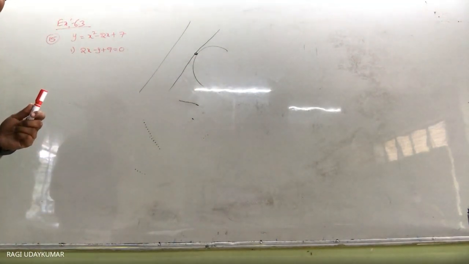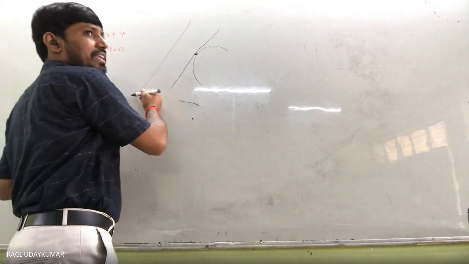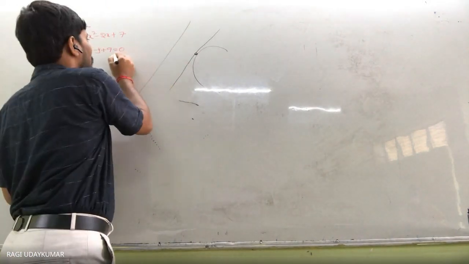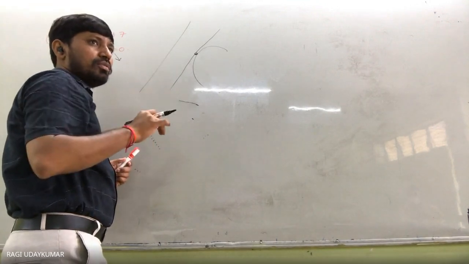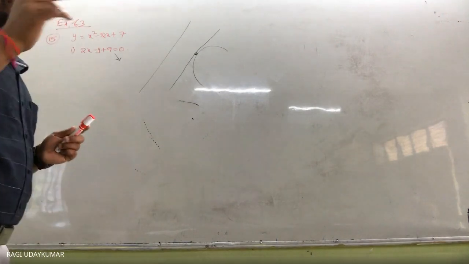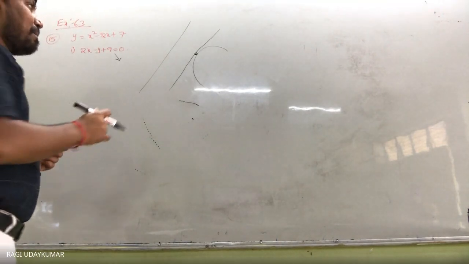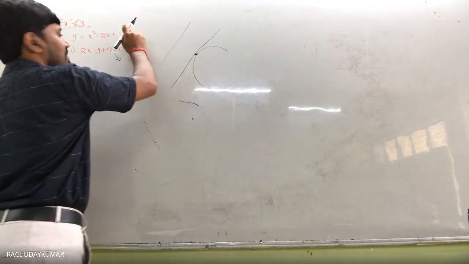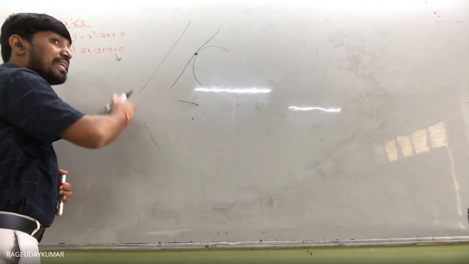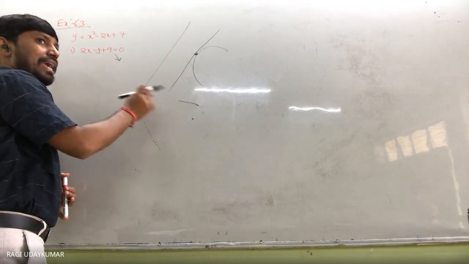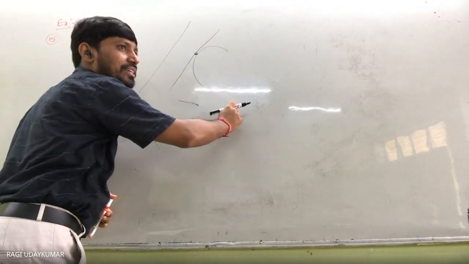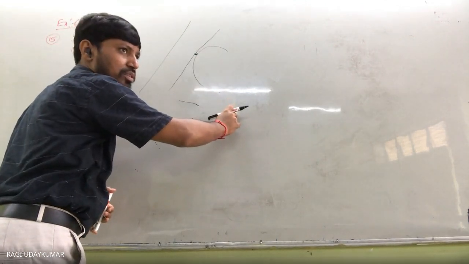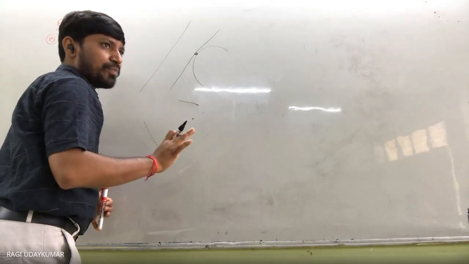How do we do it? The line is given, right? Find out its slope. The slope of ax plus by plus c equal to 0 is minus a by b. Since the two are parallel, the tangent's slope will equal this slope, and dy by dx gives the x value. Then substitute that x value in the curve to get the y value. Understood?